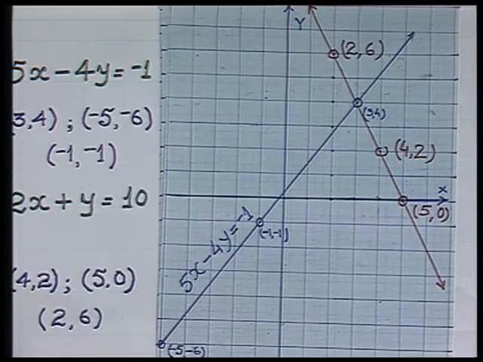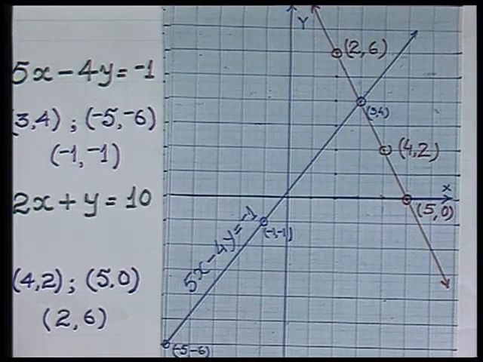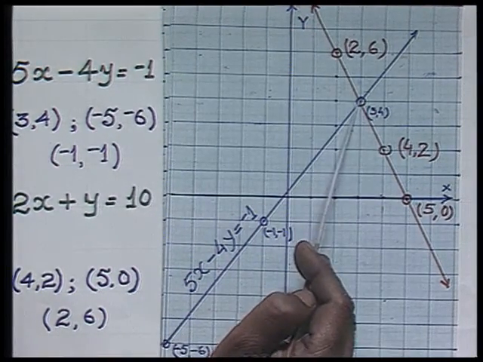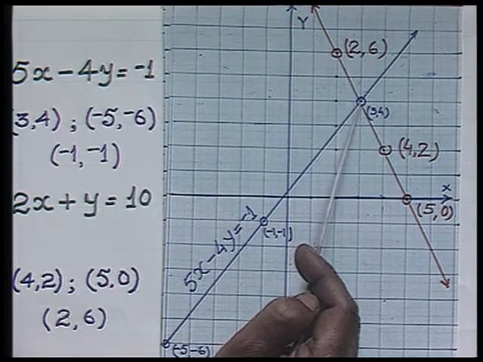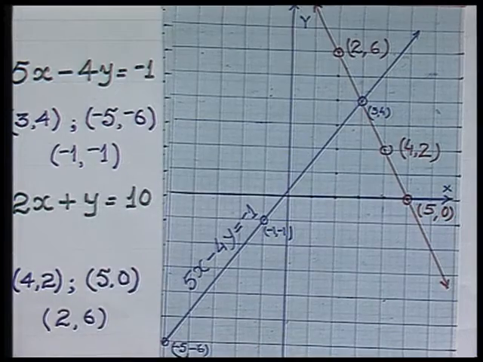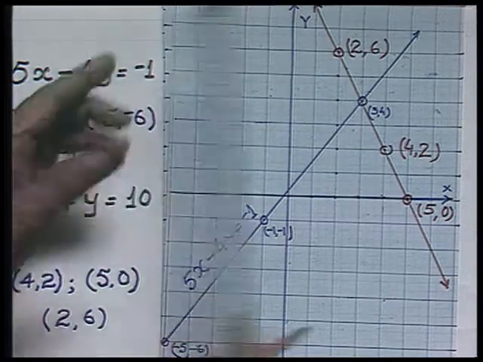So here what do you find? That these two lines are intersecting at one point, and that point is over here. To get the ordered pair for this point, I have to plot the perpendicular onto the x-axis and onto the y-axis.